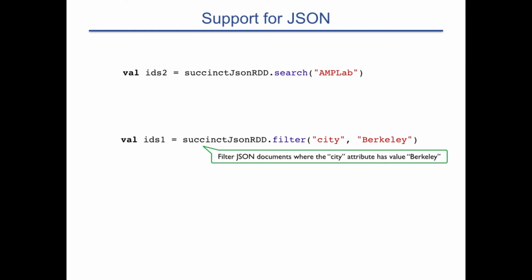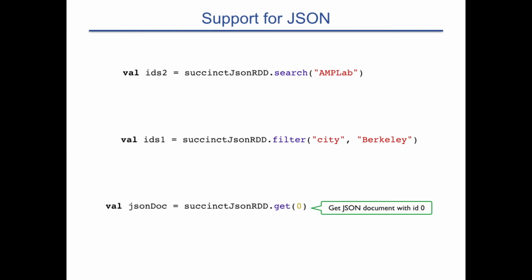You can filter documents, which means that you can specify specific fields in Succinct JSON and get the results. And you can obviously do random access for JSON documents.